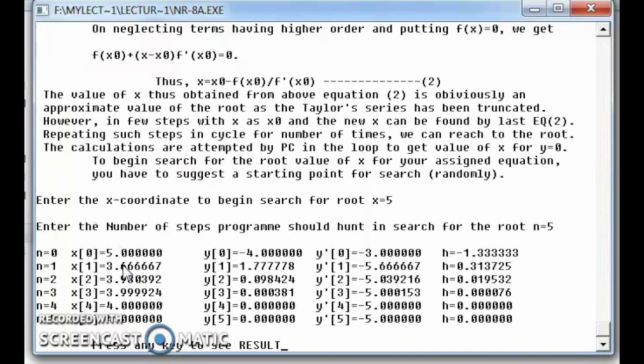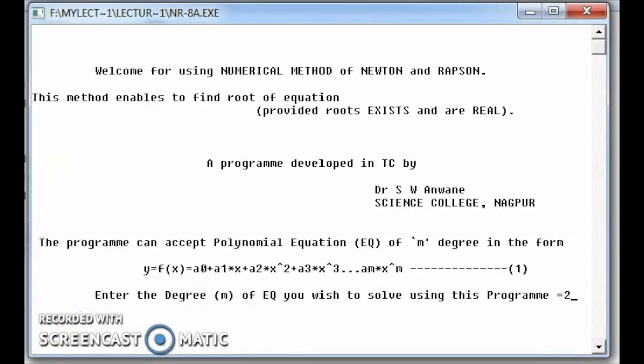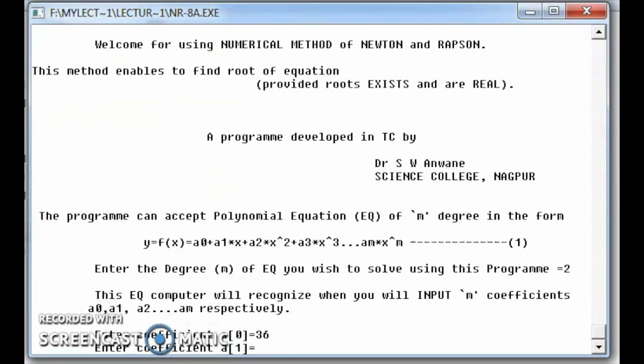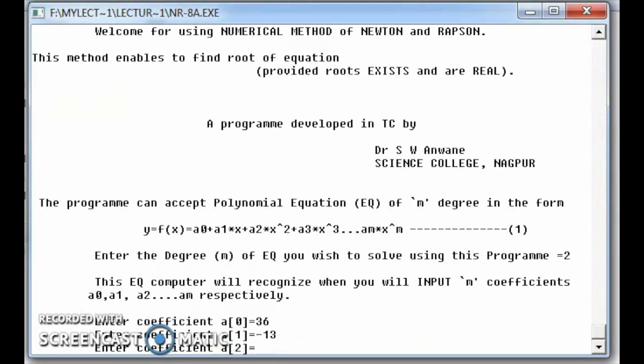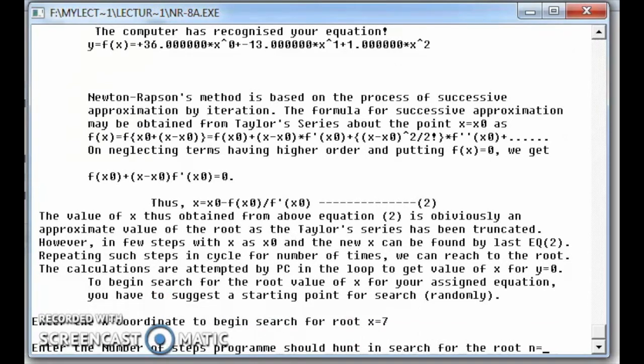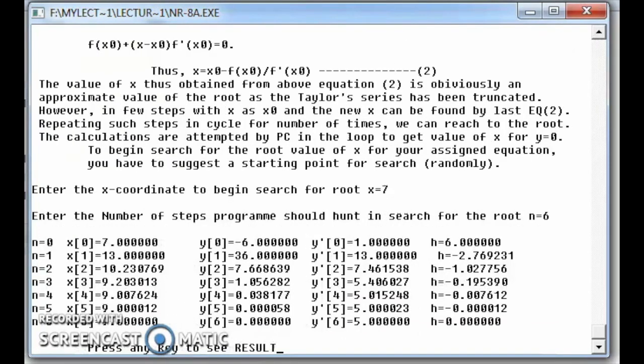Now we shall try some point near to the another root, which is 9. Again the degree of equation is 2. A0 is 36, A1 is minus 13, and A2 is 1. Now we shall opt x equal to 7, which is near to x equal to 9, and in again 5-6 steps we can get the root, and here you can see we are heading to the root 9.